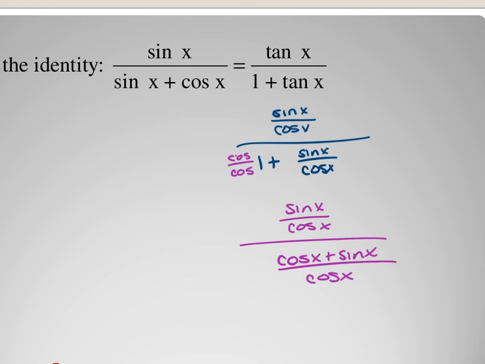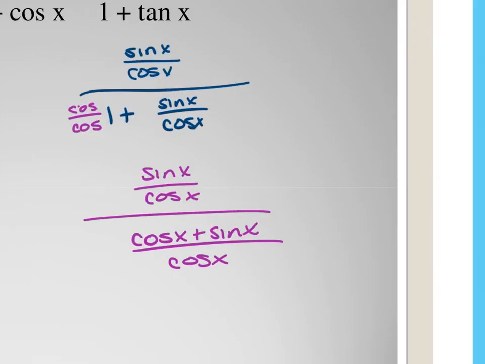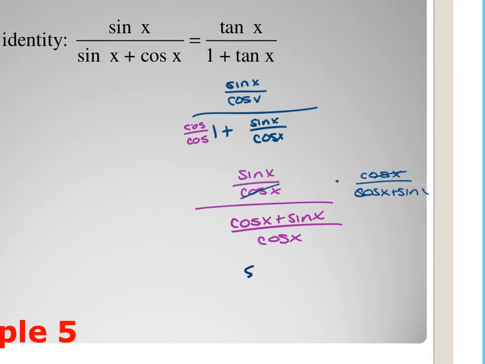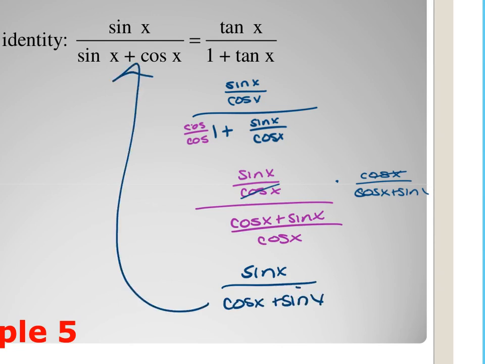Sure. So then from here I can do keep change flip. This would be cosine x over sine x times cosine x plus sine x, and then those cancel, and I get sine x over cosine x plus sine x, which is the same thing as what's there, right? The order doesn't matter on addition or subtraction. It'd be the same. Well, the order does matter on subtraction as long as the sign goes with the right thing. So it does work. It might be a little bit more complicated to cross multiply, but you certainly can.